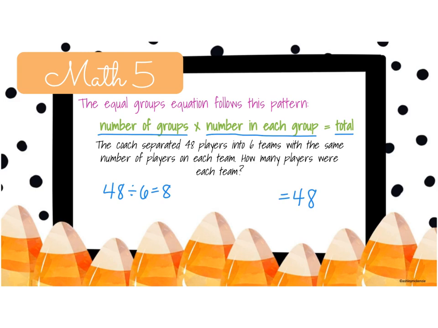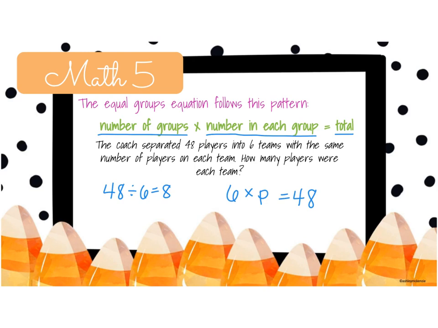Can you explain why? Because there are 6 teams, and you don't know the number of players on each team. So you have to write a letter where you don't know how many players are on each team. And there's 6 teams, and if you do 48 divided by 6, it's 4, because 6 times 4 is 48. Wait, that's not what you had before. 6 times 4 is 24. What do you multiply by 6 to get 48? 8. Yes, 8. You got it.